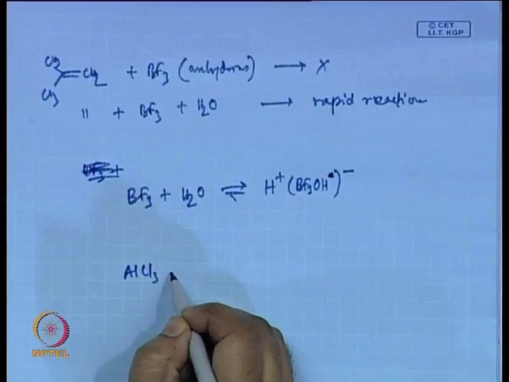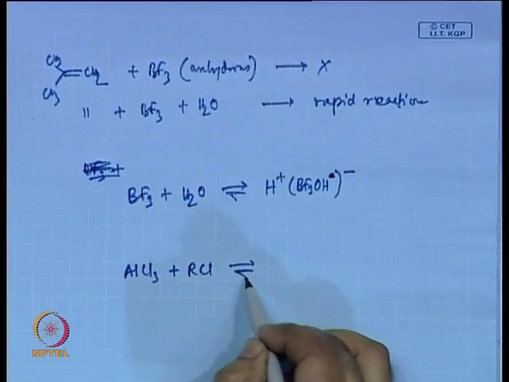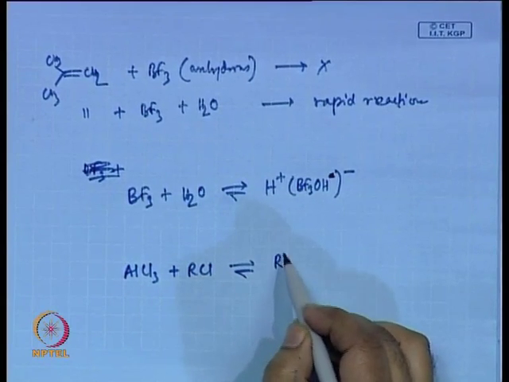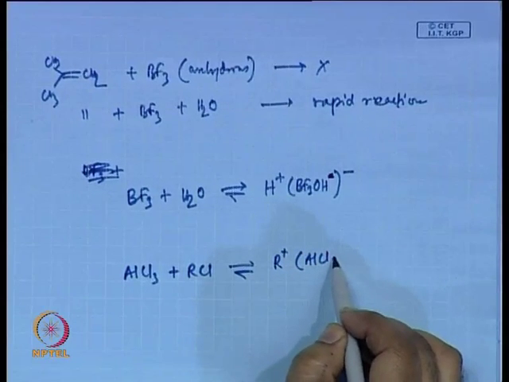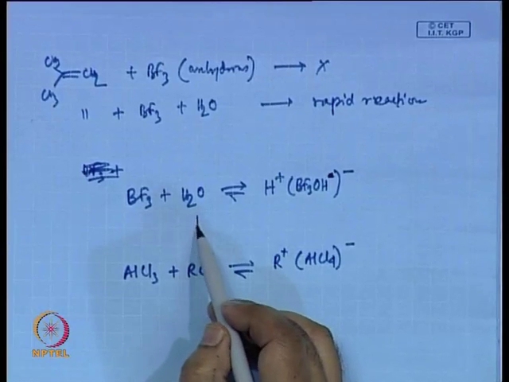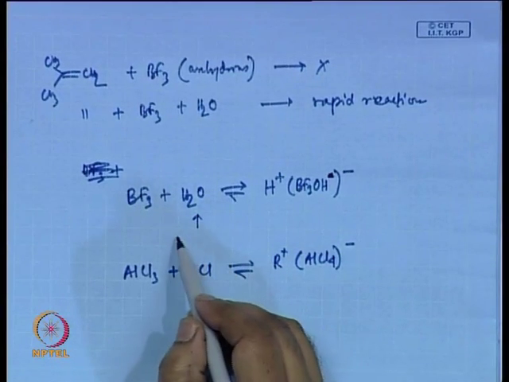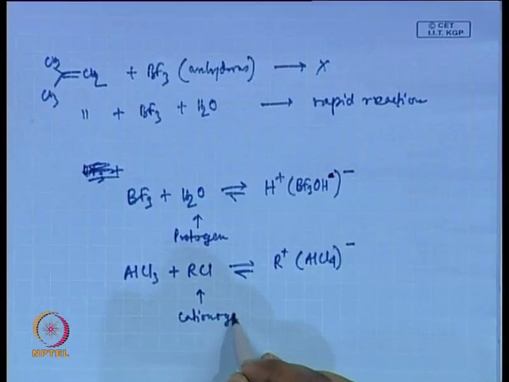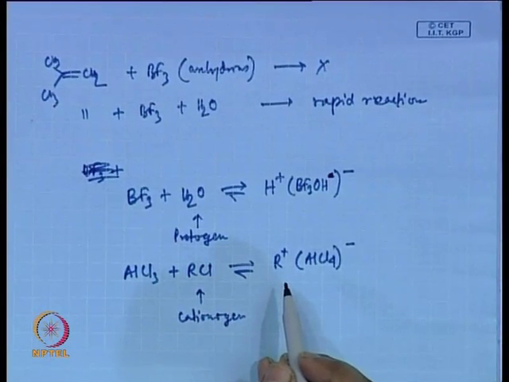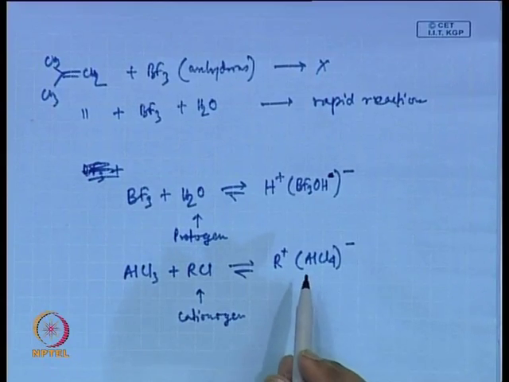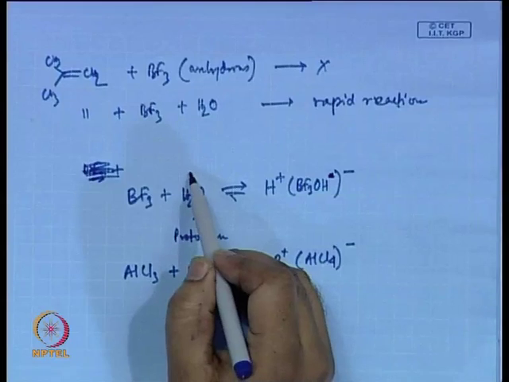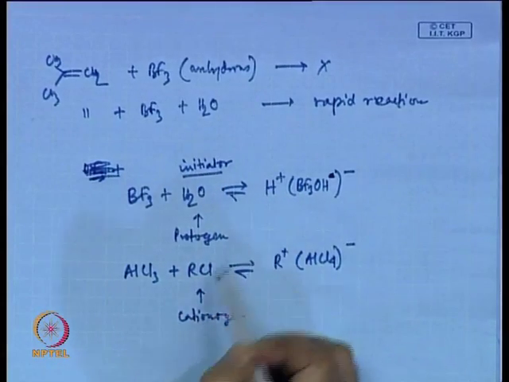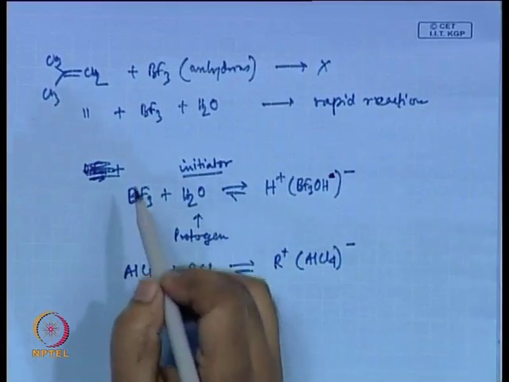Or we can use the other Lewis acids and use alkyl halides as a co-catalyst, and in this case the complex formed is like this. Here this is a protogen, which is a proton donor, and this is a cationogen, which is a cationic species or carbocation donor. Nowadays this is called the initiator, because this is the species supplying the H plus or R plus carbocation, and this is the co-initiator.